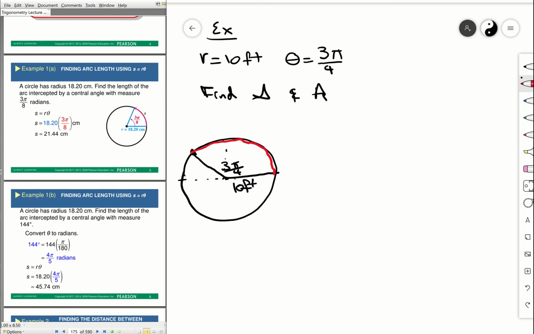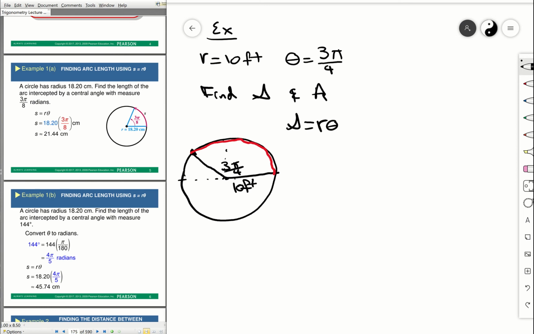Now, if we use the formula, we always start by just writing the formula. Don't just start plugging in because that can get you in trouble. So we get S equals R theta, okay? And that's a formula you need to memorize. We always encourage you to understand rather than merely memorize in mathematics, but there are some fundamental laws and formulas, etc., that do need to be memorized. So these two are good examples of such formulas that need to be memorized.